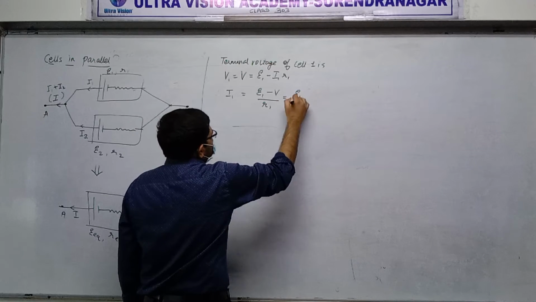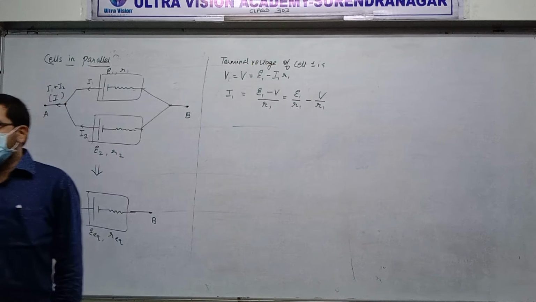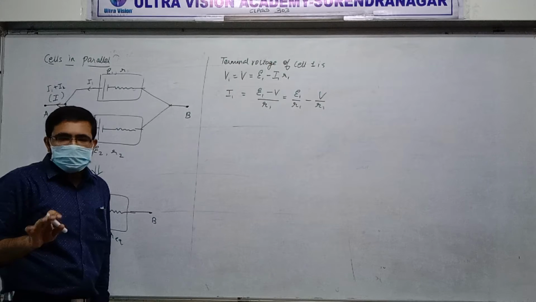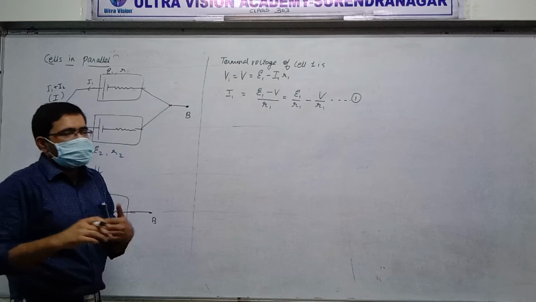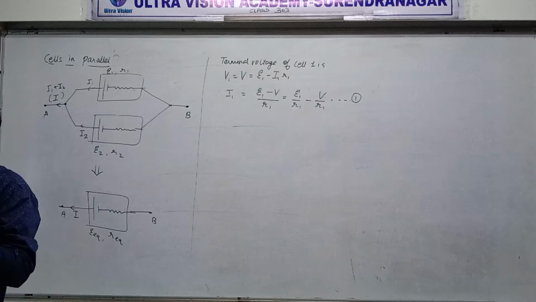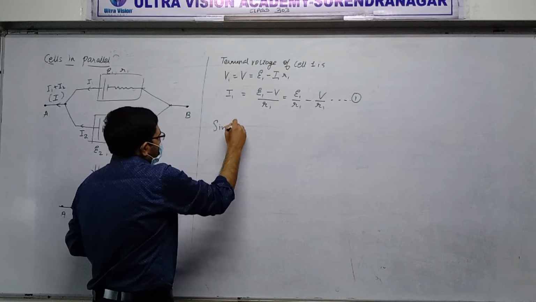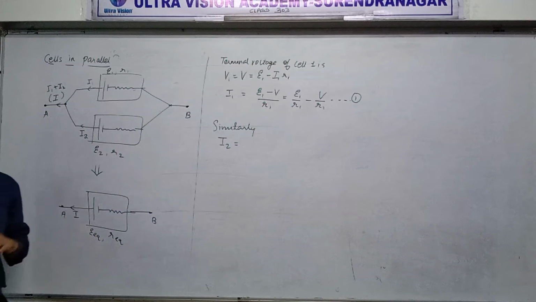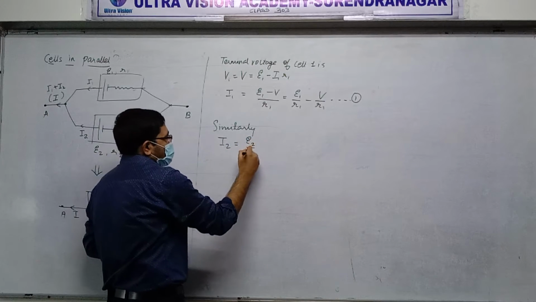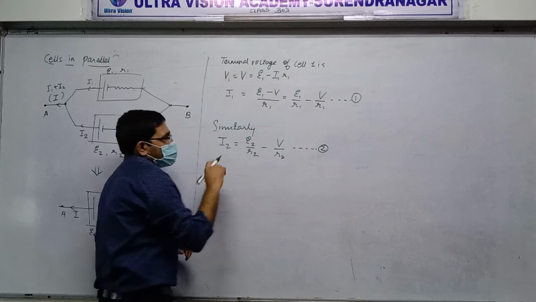This you can further split the numerator and write it like this. Fine or not? Clear? Now, this is equation 1. The resistances are in parallel, so I equals I1 plus I2. Similarly, I2 equals epsilon 2 upon R2 minus V upon R2. Call this equation 2. Write the steps.